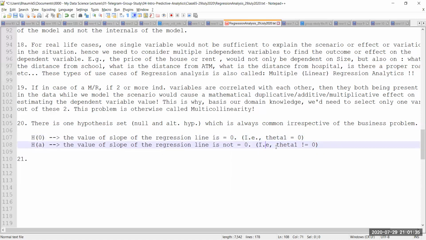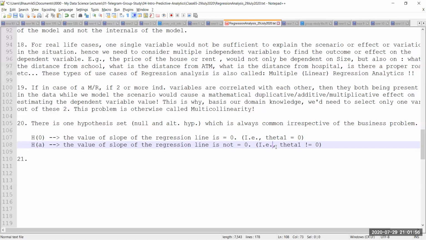After that, you can have specific set of hypothesis. Example given, when we were trying to predict the price of house or rent of house basis the size of the house, I can have my own hypothesis, my null hypothesis, that it doesn't matter what is the size of the house. On an average, the rent is going to be 10,000 rupees in the Pune city. Okay, that can be my null hypothesis.